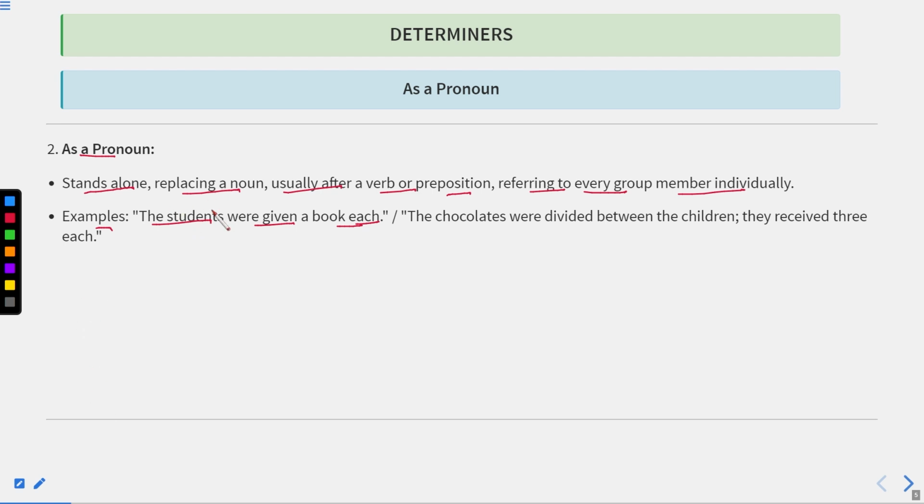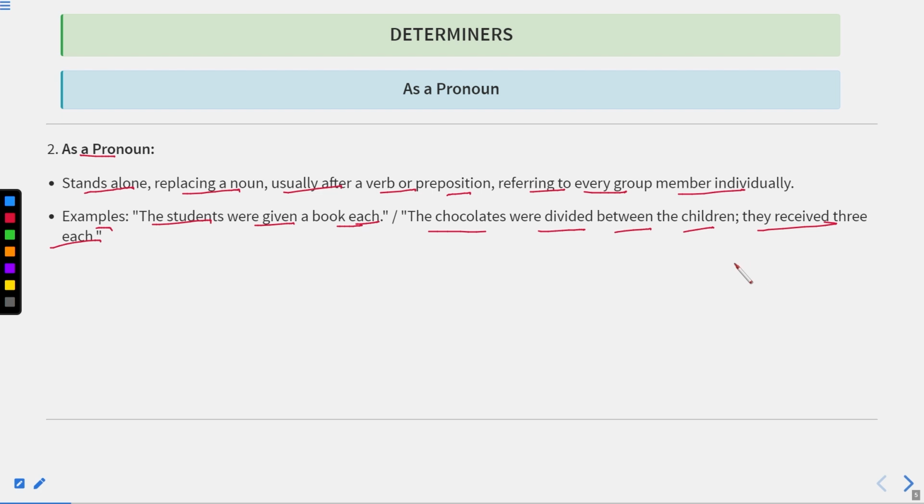For example, if I say each of the students, so here I have used each, and after that I have used the preposition. Okay, but that is another part, that is each of. But when we talk about only the word each, it is used generally at the end of the sentence or after the verb. Okay, the chocolates were divided between the children. They received 3 each. It means one child got 3 chocolates.